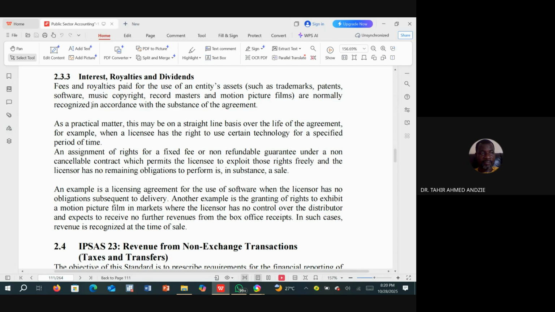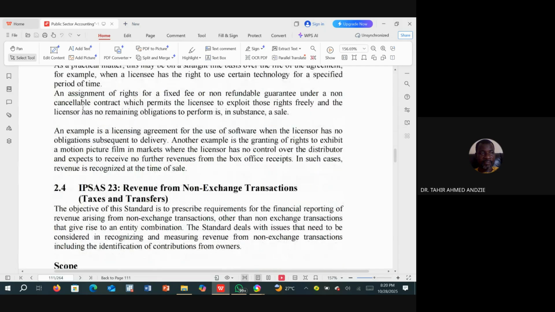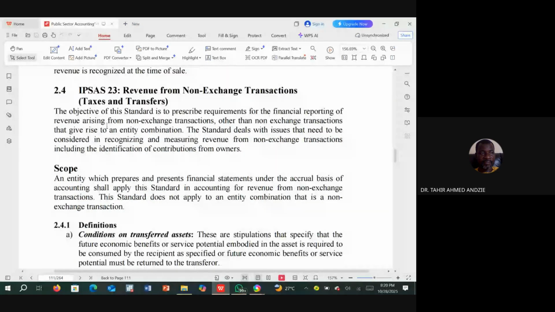In substance, it's a seal, right? Then we have IPSAS 23, which is revenue from non-exchange transactions. We said a non-exchange transaction is any transaction that is not an exchange transaction. So the objective of this standard is to prescribe the requirements for the financial reporting of revenue arising from non-exchange transactions, other than non-exchange transactions that give rise to an entity combination.